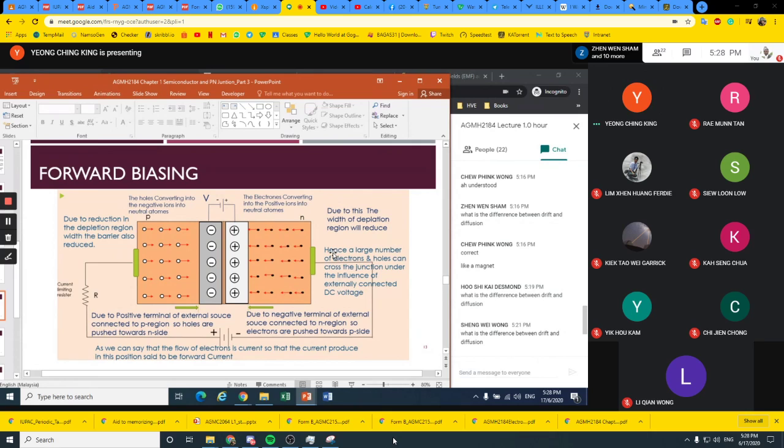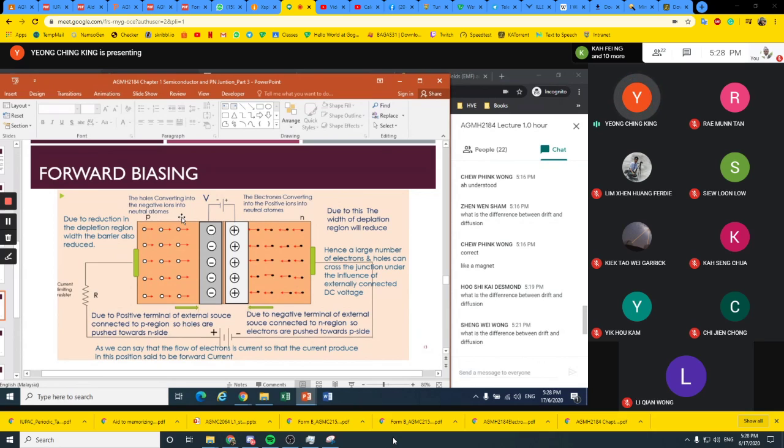And due to this, the width of the depletion region will reduce, because positive is pushed here, negative is pushed to N. Therefore, the depletion region becomes smaller. Right, and then the positive ions are converted into neutral atoms, and the negative ions are converted into neutral atoms.